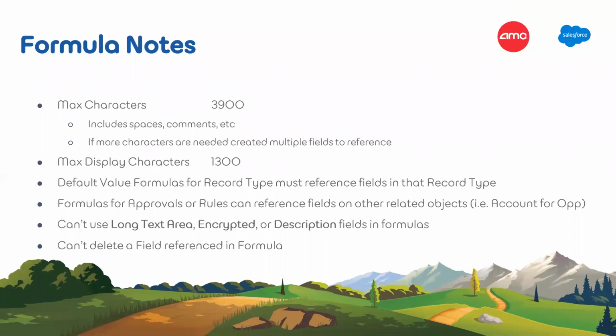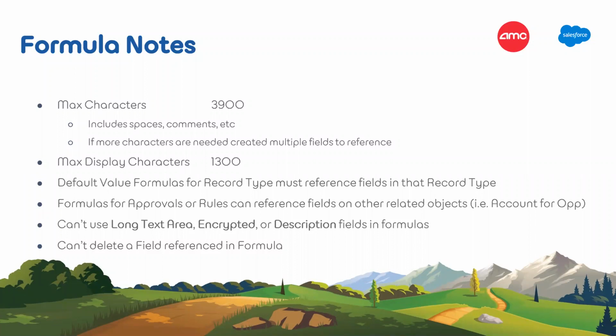So a couple other little tidbits. Default value formulas for the record type must reference fields in that record type instead of a cross-reference to another object. Formulas for approvals or rules can reference fields on other objects. So if you're having an approval process. In formulas, you can't use long text area, encrypted, or description fields. And you can't delete a field if it is referenced in a formula.